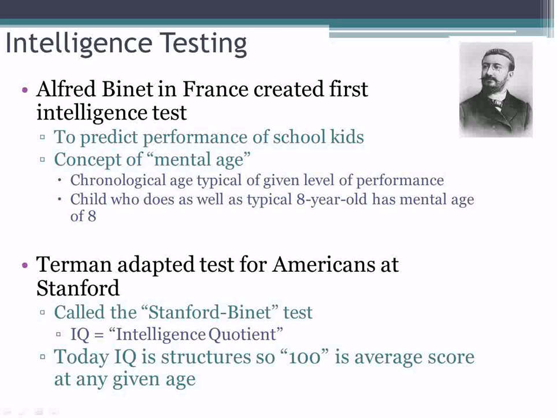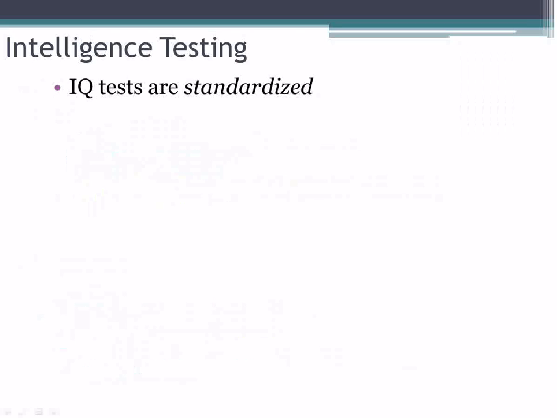Alfred Binet worked with another researcher named Terman at Stanford, and they put together the Stanford-Binet intelligence test. And this was sort of the origins of our measurement and understanding of the idea of what is intelligence. Today we measure intelligence with the Wechsler as one of the most popular. Typically, IQ, intelligence quotient, is structured so that 100 is the average score at any given age.